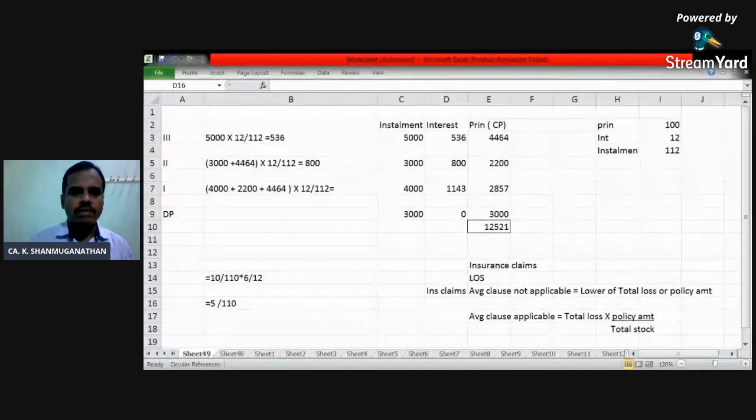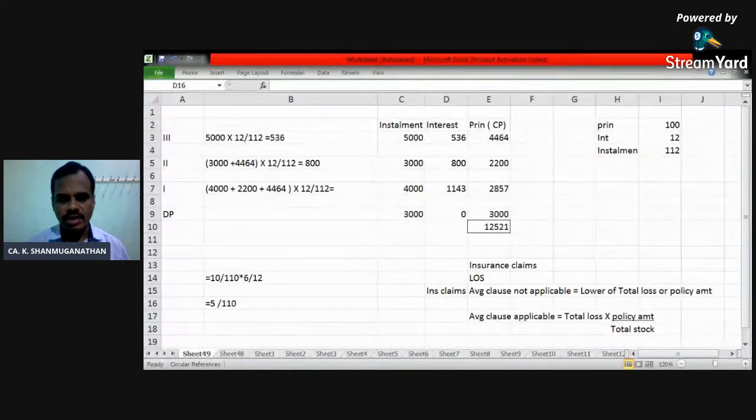Now if LOS is clear, kindly indicate, those who participate. Loss of stock, LOS, you put 'LOS clear' like that, so that we get conceptual clarity out of the discussion. That's it.